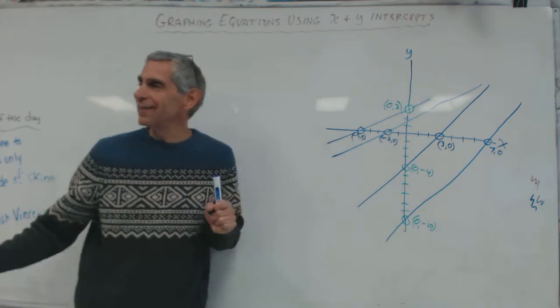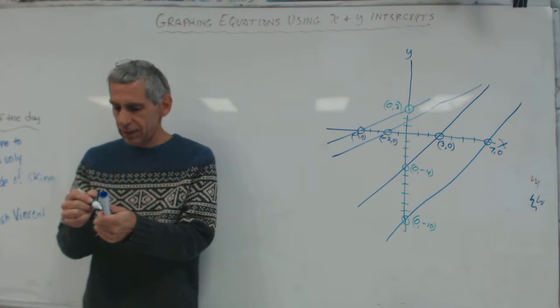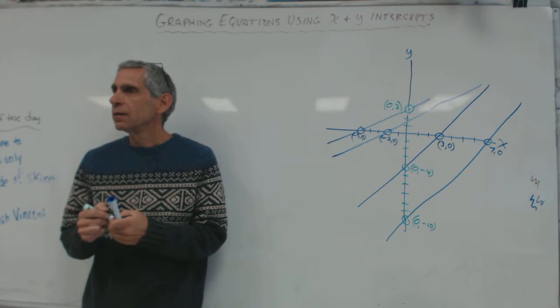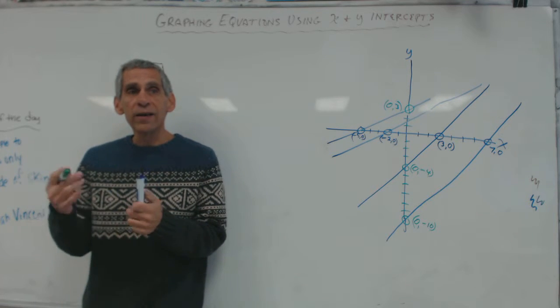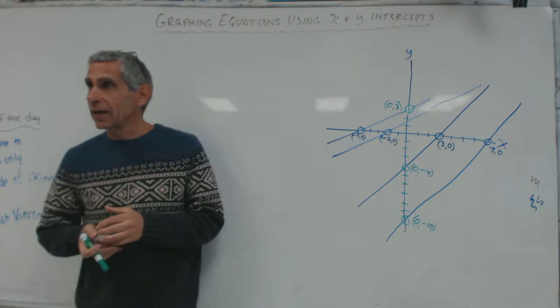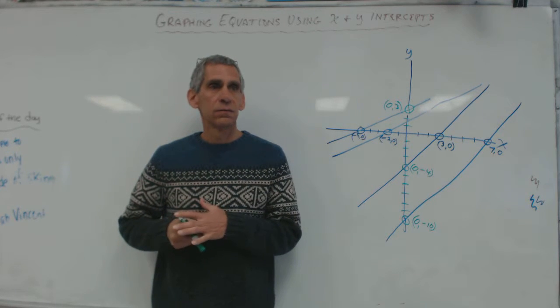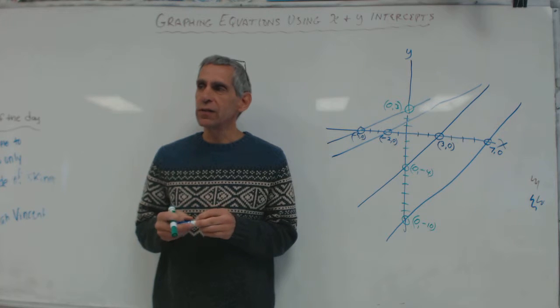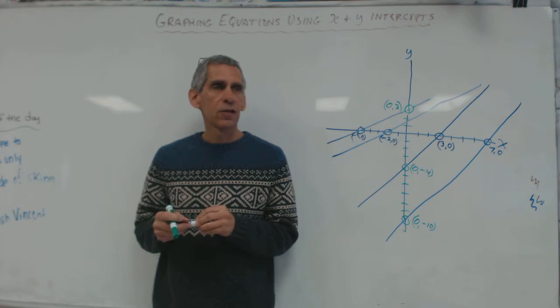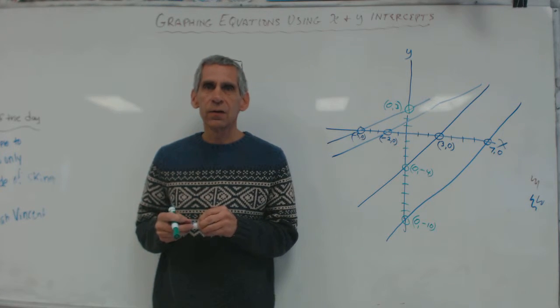What do you notice that's similar to all those points? So when you have a y-intercept, x is what? 0. It's always 0. Do you understand this? That's pretty straightforward, right?